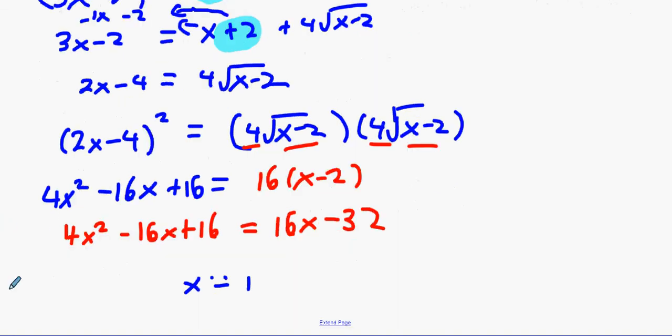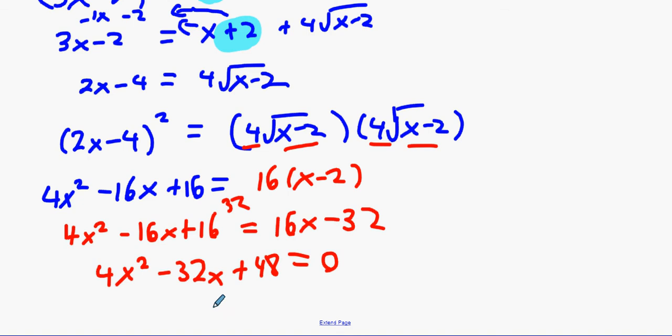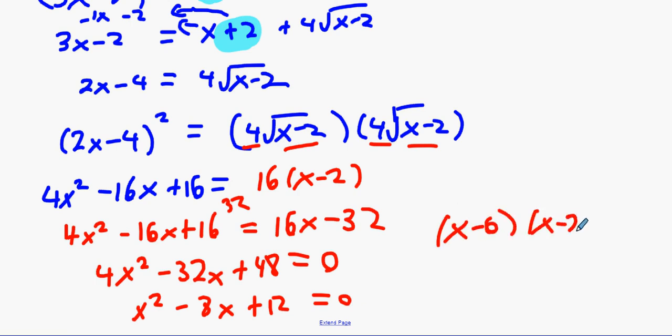Fantastic. And minus 32x. Bring over the 32 and it becomes 48. We're going to divide both sides by 4. Then we're going to factorize to get x minus 6, x minus 2 equals 0. We're going to get x equals 6 and x equals 2.